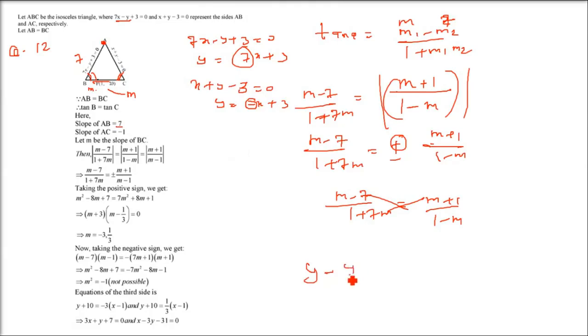Now what is the equation? The equation of BC is y minus y1 equals m(x minus x1).